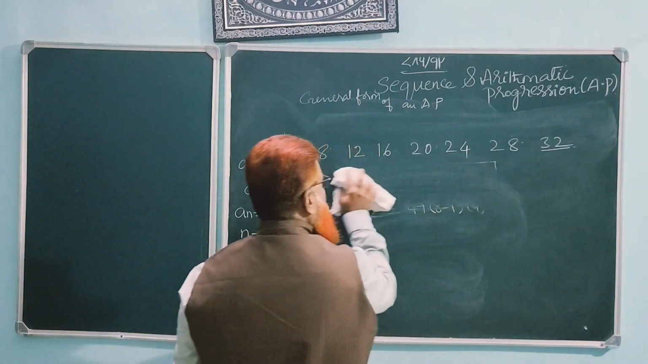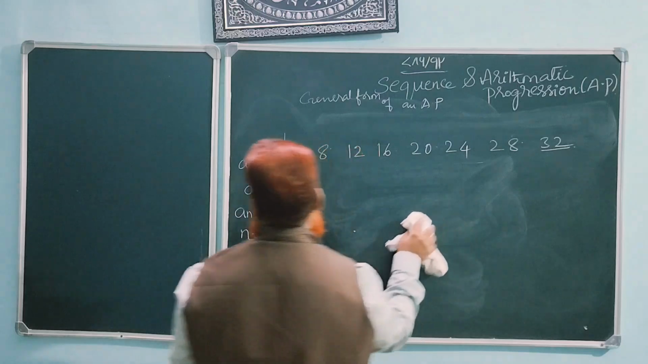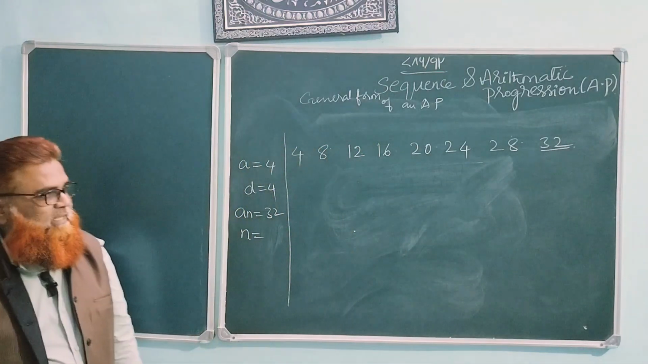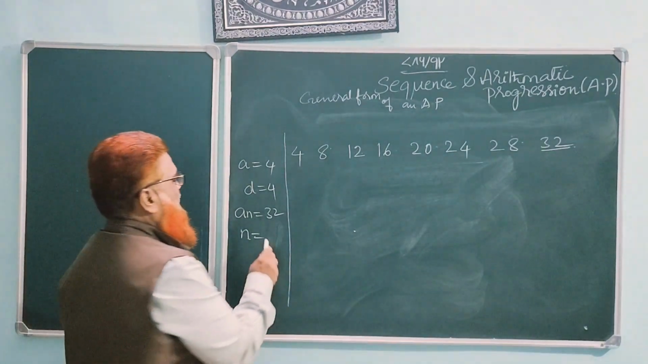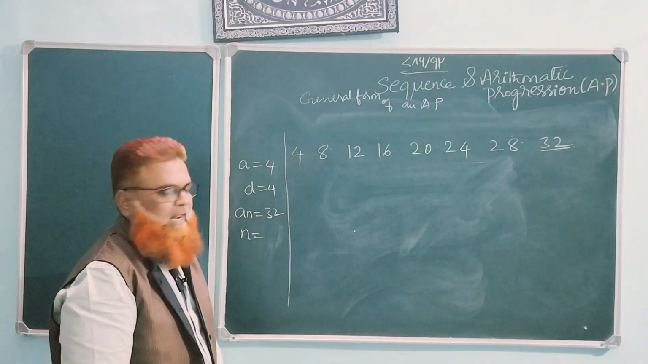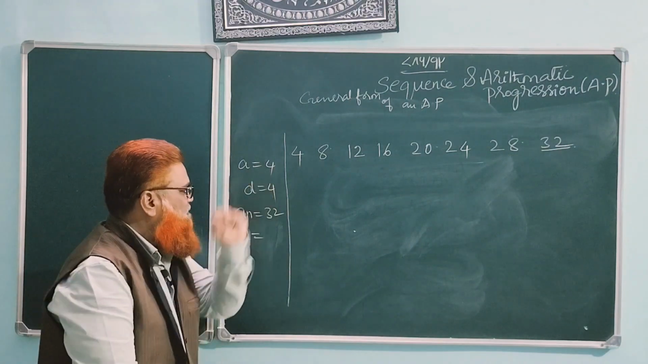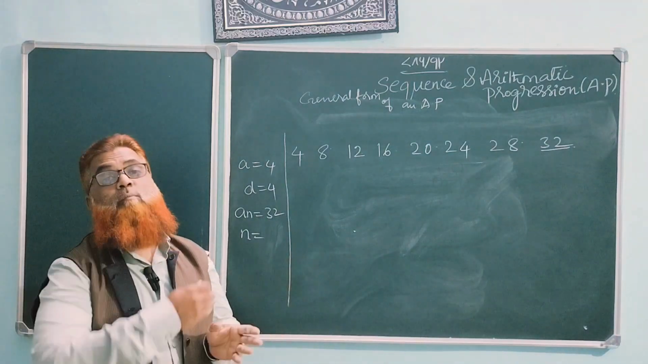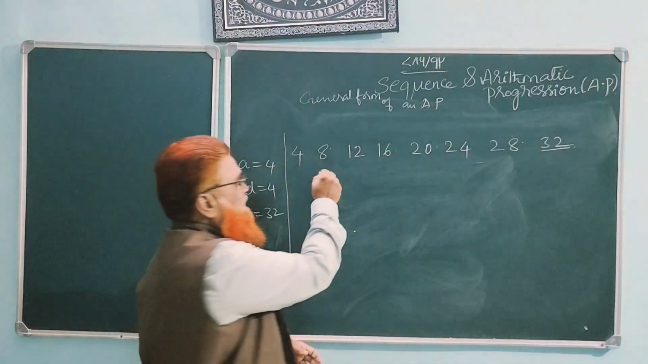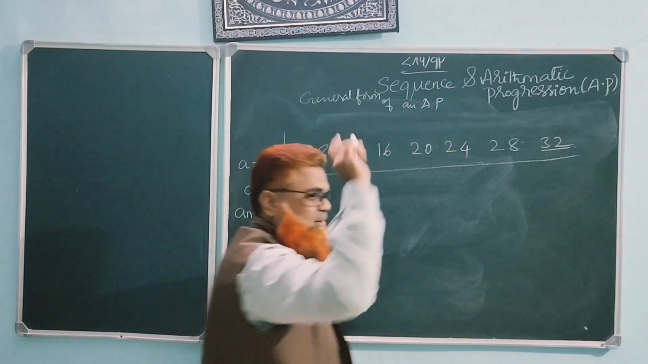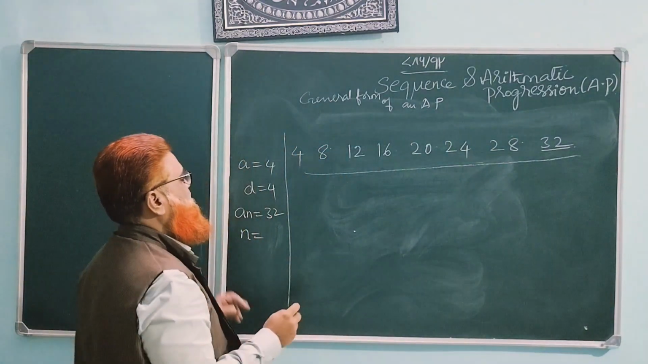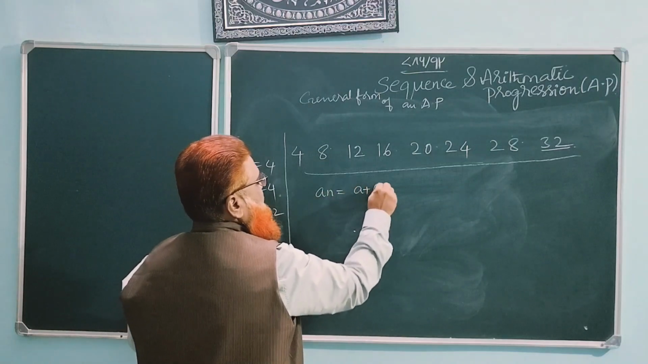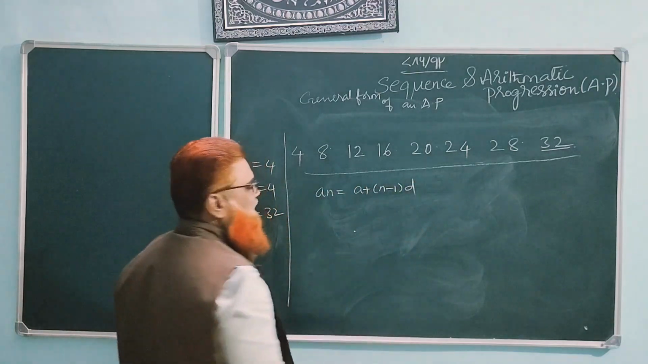By taking the same example, I am going to miss out some of the things and I will make you find what exactly it is. I have to find what is n. I know the first term, I know the difference, and I know the last term, but I don't know how many terms there are in the given AP. Let's see what happens. An is equal to a plus n minus 1 into d.